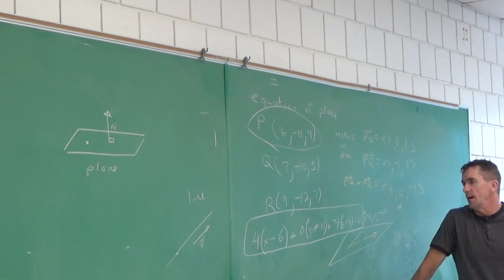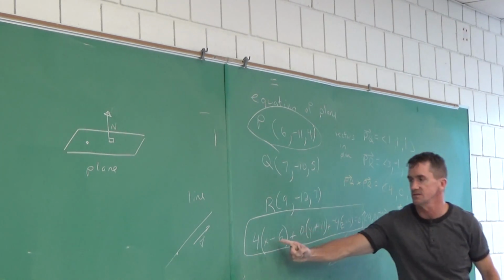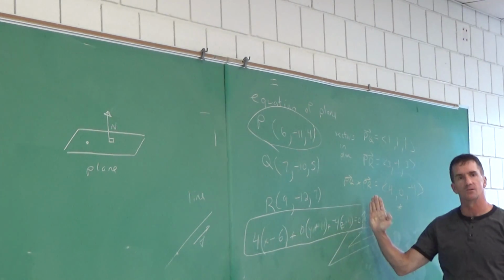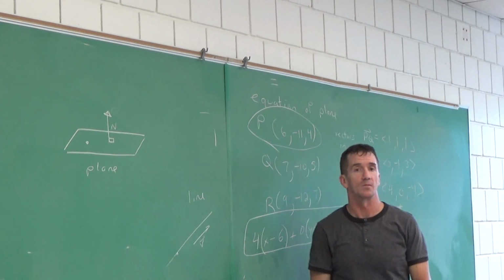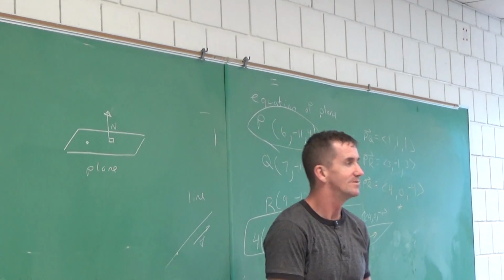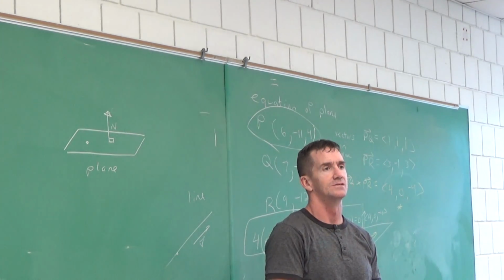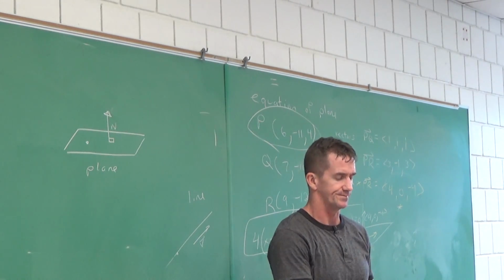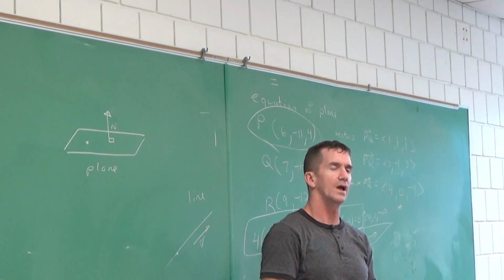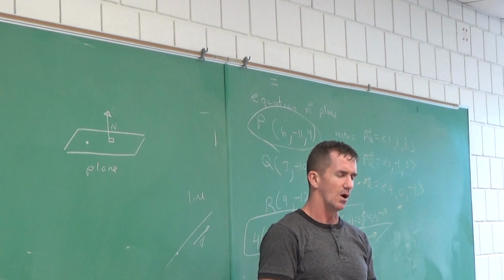And what's so cool about planes is these coefficients, the x, y's, and z's, have to be the what? The normal vector. Or at least some scalar multiple of the normal vector. Cool? It's just a nice check.